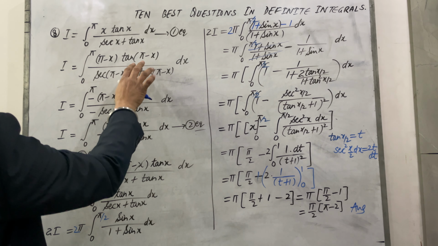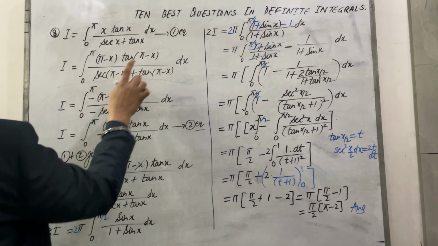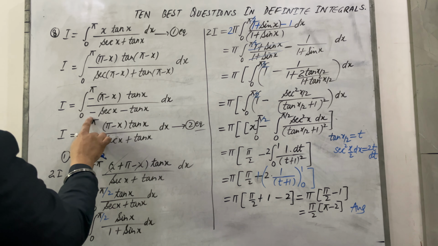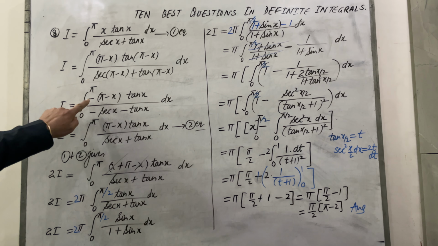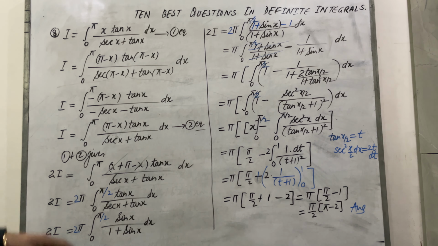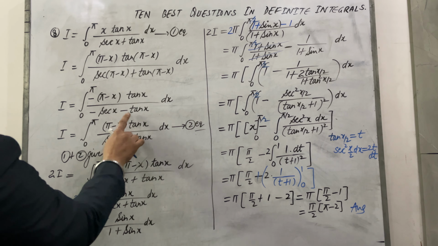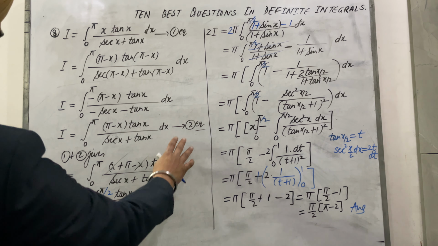After that, I just need to justify what we write for tan of pi minus x. It is minus tan x, same as I've written here. Secant of pi minus x is minus secant x, tan of pi minus x is minus tan x. This negative sign can be taken common and cancelled out, neutralized. We get pi minus x tan x upon sec x plus tan x, as these two negative signs have been neutralized. So we arrive at this.